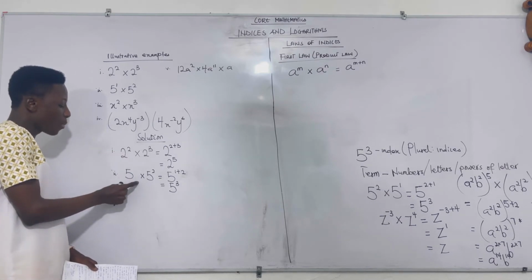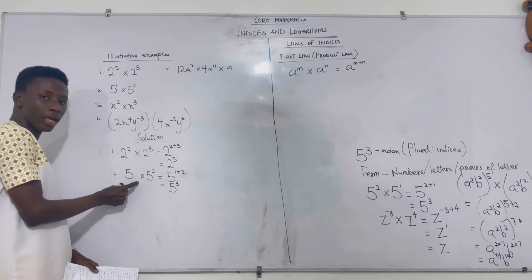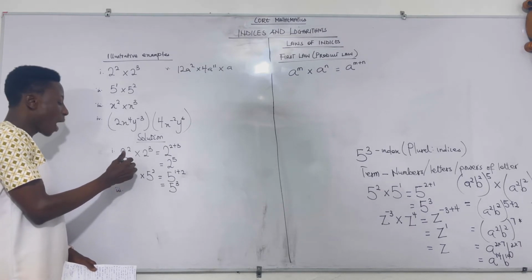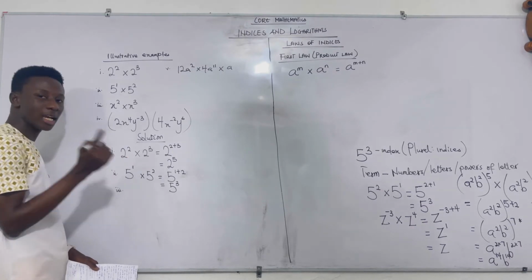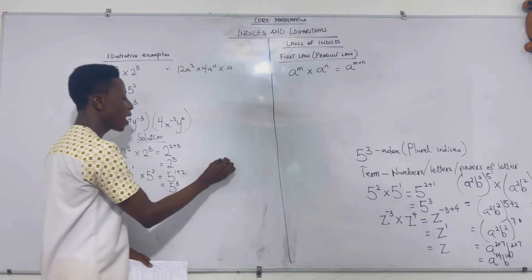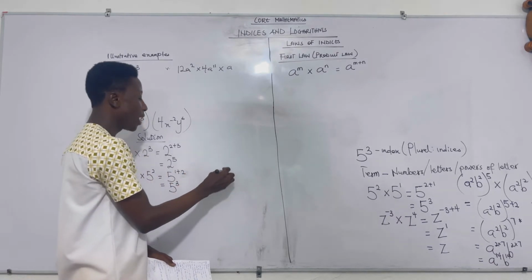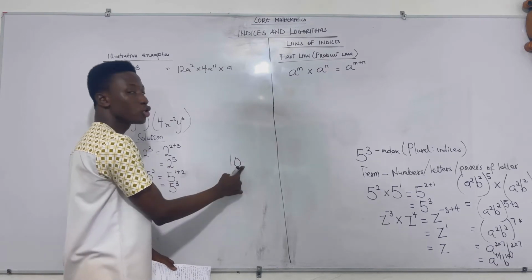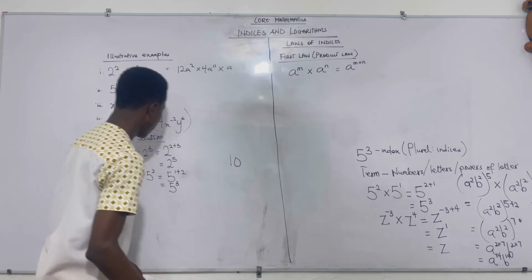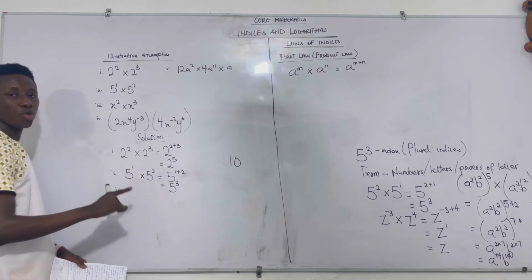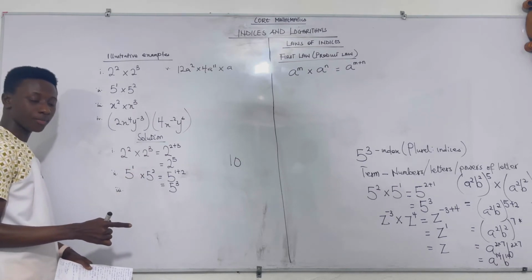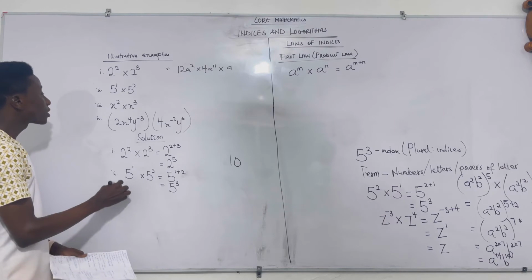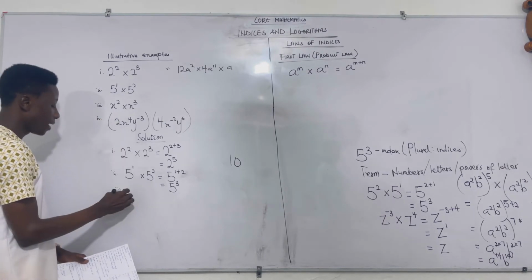Now please take note that you can have the question this way. Whenever you have a number standing on its own, it's raised to an index of 1. Take note of that. Any whole number standing on its own, for example 10, is always raised to a power of 1. So remember to capture that when you carry on your addition. What's the next question?